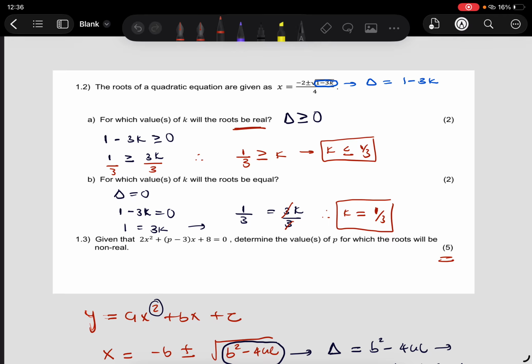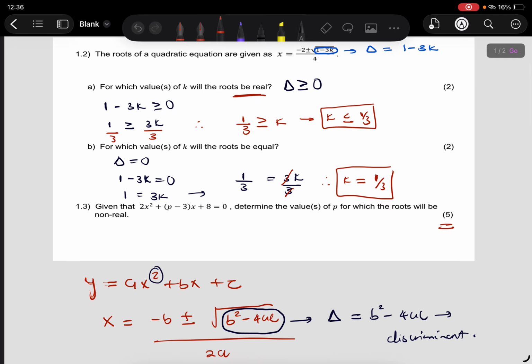In the last video, we did cover questions A and B, and now we move into 1.3. Okay, so 1.3 says, given that 2x squared plus (p minus 3) multiplied by x plus 8 is equal to 0, determine the values of p for which the roots will be non-real. Now, this question is no different from 1.2. The only thing is that we're not given the question in a quadratic formula form, right? We're just given it in a quadratic equation form. So we do need to find our own discriminant here.